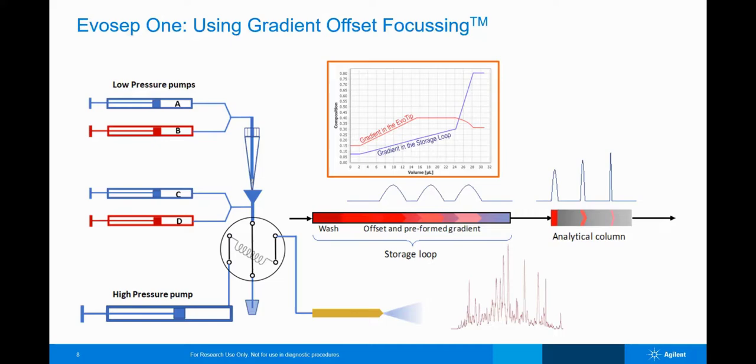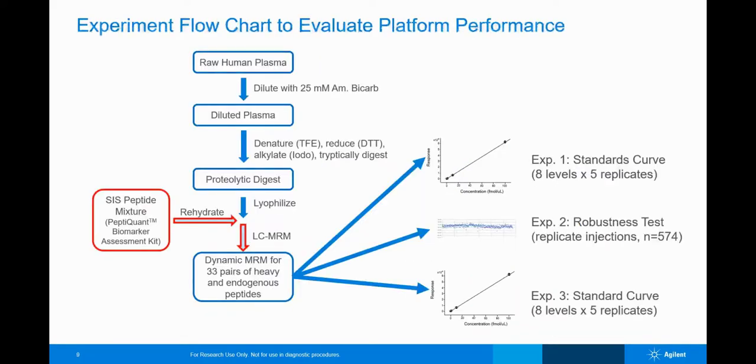Using this system, we designed experiments to evaluate their performance. Here is our experiment flow to evaluate this platform. We first took human plasma and diluted it with ammonium bicarbonate. After dilution, we denatured, reduced, and alkylated the sample, then trypsinized the sample.